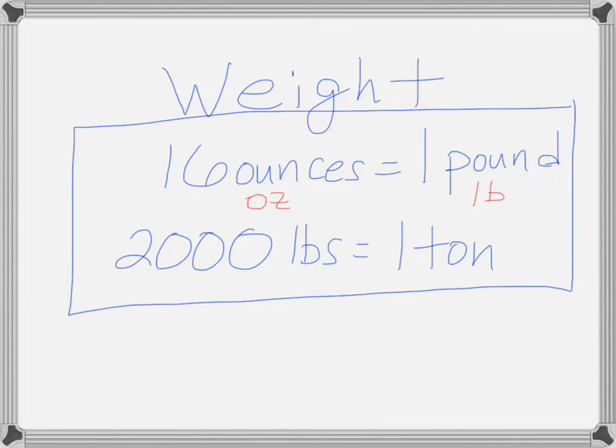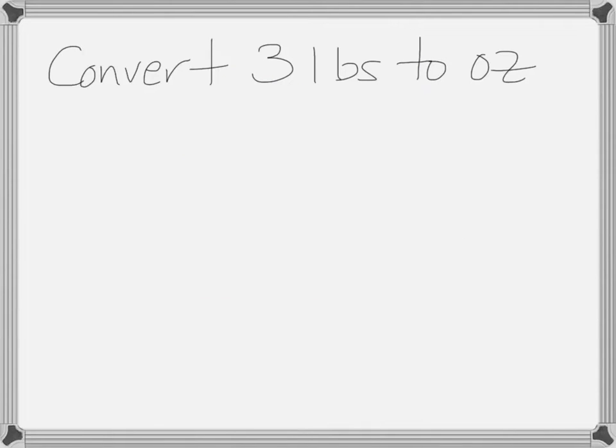Now weight. 16 ounces is 1 pound. 2,000 pounds is 1 ton. We're going to use the same process to do the conversions for weight that we used for length. Convert 3 pounds to ounces. So I have 3 pounds.